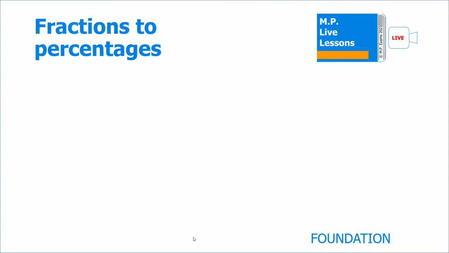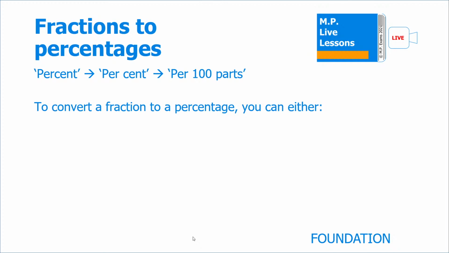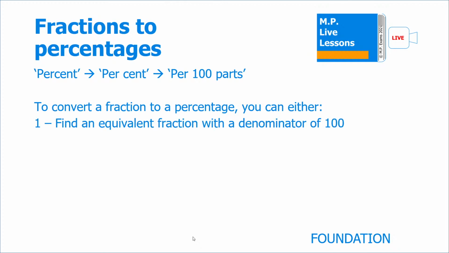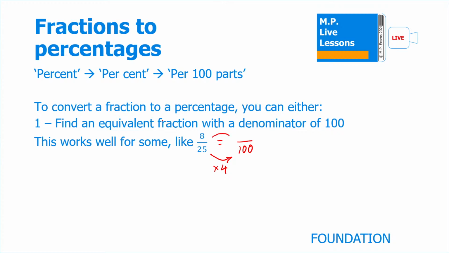Now, for foundation, you'll need to know about fractions to percentages. So percent means per 100 parts, which you should know already. Now, to convert a fraction to a percentage, you can, for example, find an equivalent fraction with a denominator of, let's say, 100, and this works well for some fractions, like 8 over 25. To get from 25 to 100, we multiply by 4. So we multiply the top by 4 and get 32 over 100. So that means 32 parts per 100, so 32%.